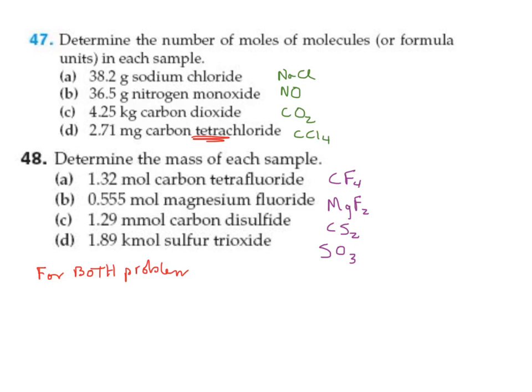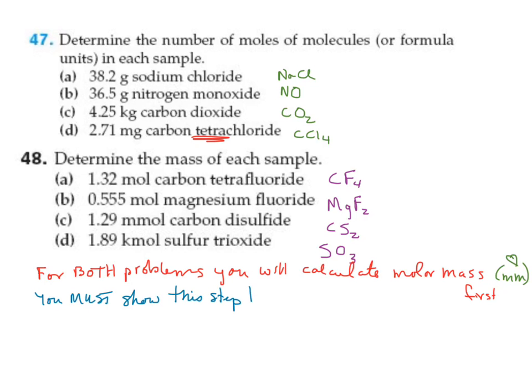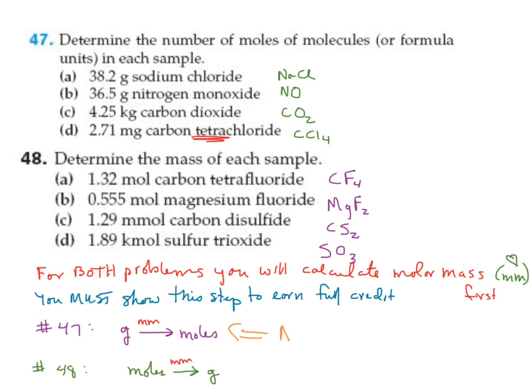Here are my hints down here. For both of these, you're going to need to knock out the molar mass for those compounds. This is not for extra credit, this is just for regular credit. For both problem sets, A through D, you have to knock out the molar mass. You need to show that step to get full credit. The difference between 47 and 48 is that 47 is going from grams to moles using the molar mass, and 48 is going from moles to grams using the molar mass. Don't forget that the odd problems like 47, you can see the answers in the back of your book.